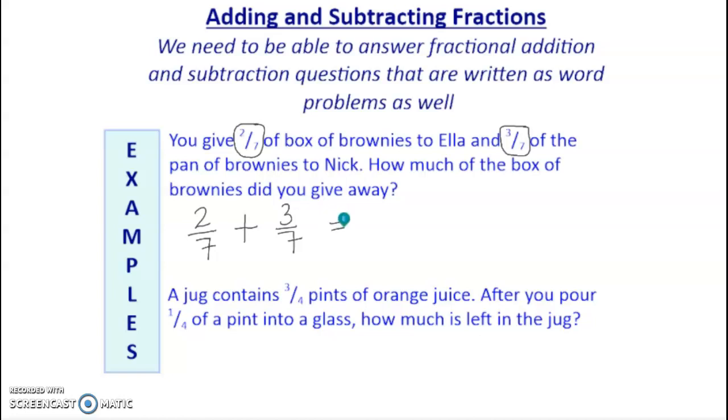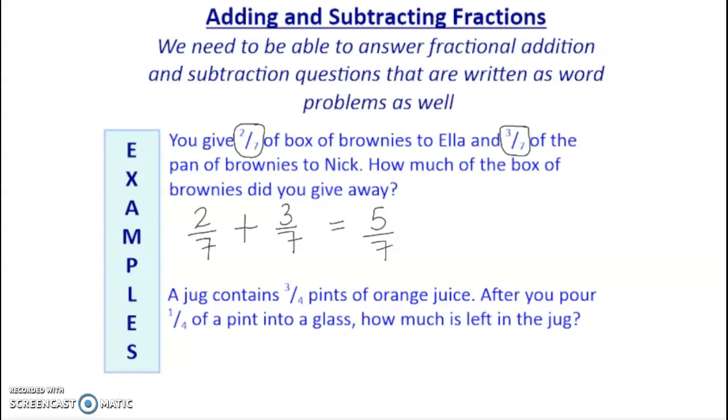Tell me. Yeah, 5/7. So the answer, how much of my box of brownies did I give away? I gave away 5/7. That is the answer. It is that simple. It's taking the numbers out of the question and working out what I need to do with them. Let's look at the second example then.